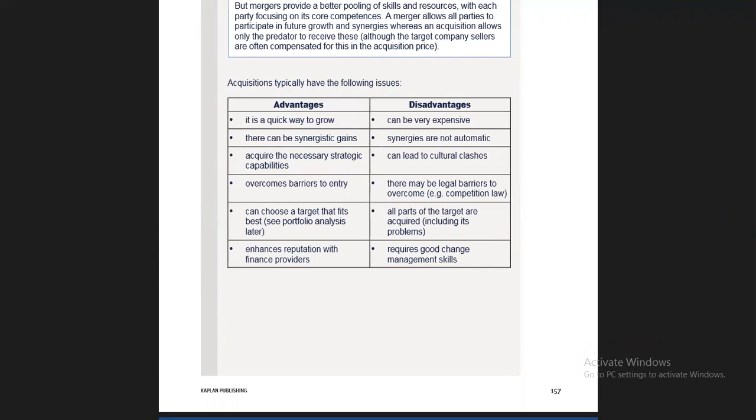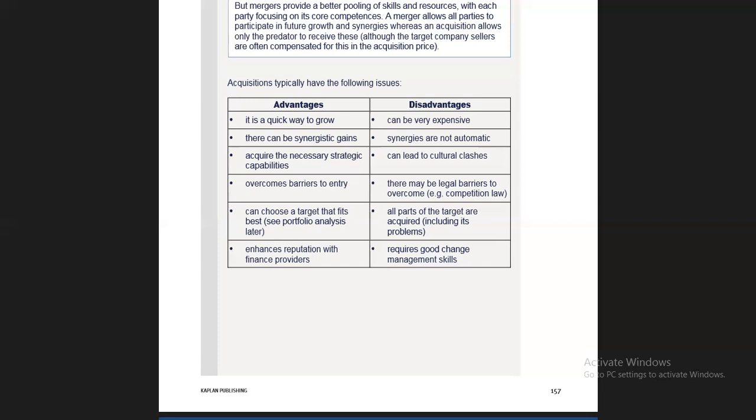Advantages: it is a quick way to grow. Yes, it is a very quick way, because you are acquiring and you get control of the company. There can be synergistic gains. Yes, synergy basically means that 2 plus 2 is equal to 5. Lesser input, more output, so you will get those synergistic gains, because synergy will ultimately give you more benefit. Output will be increased, lesser inputs and more outputs.